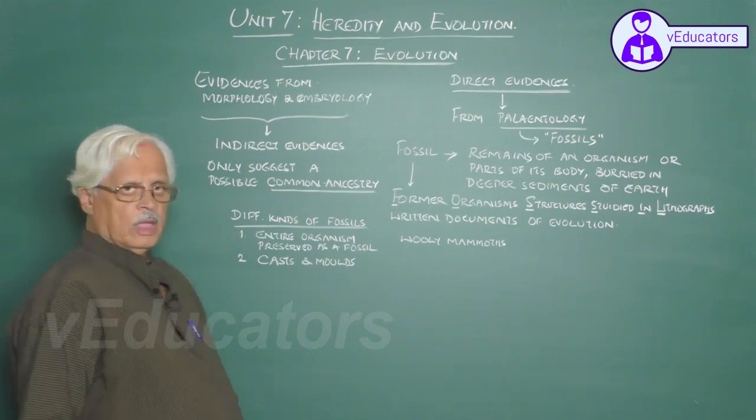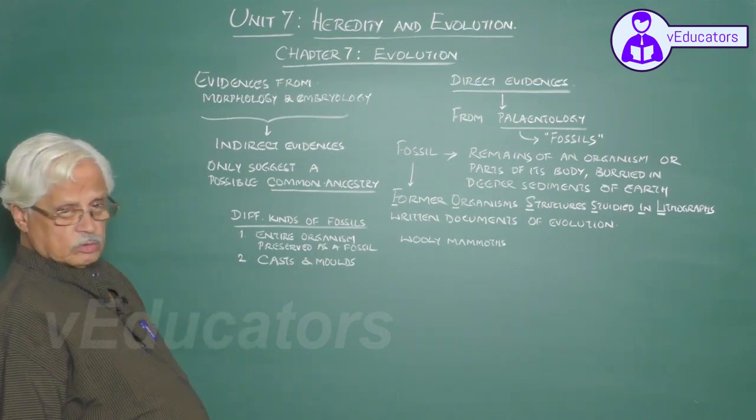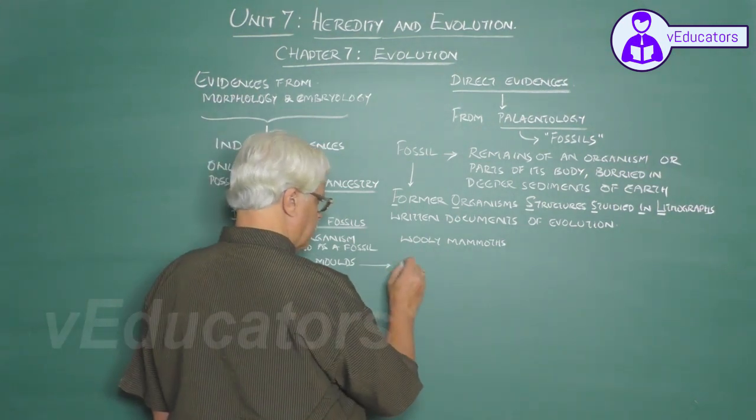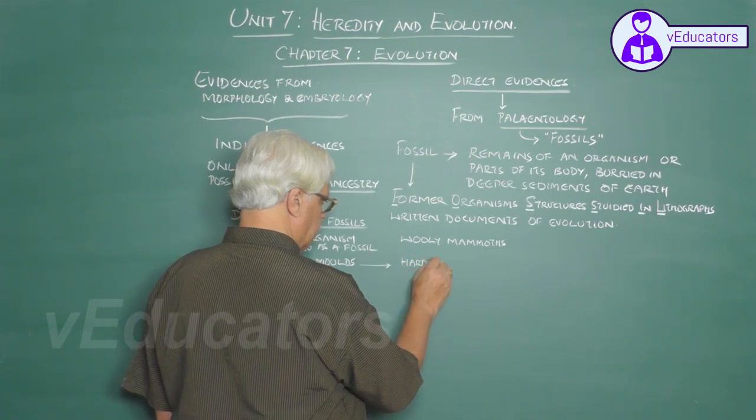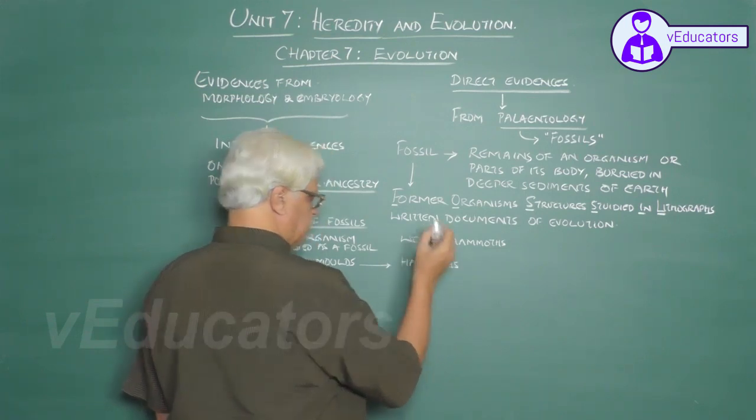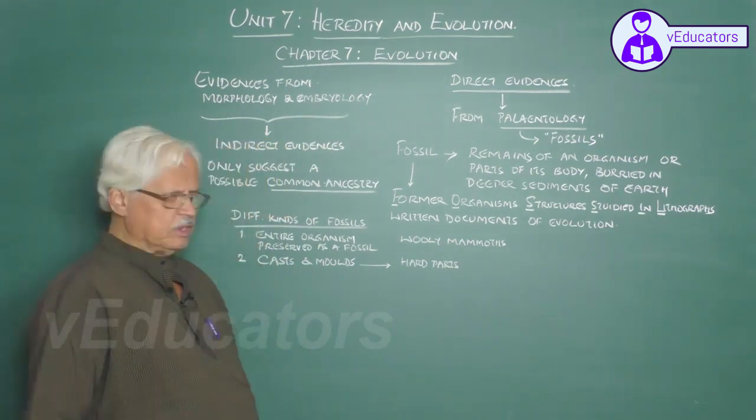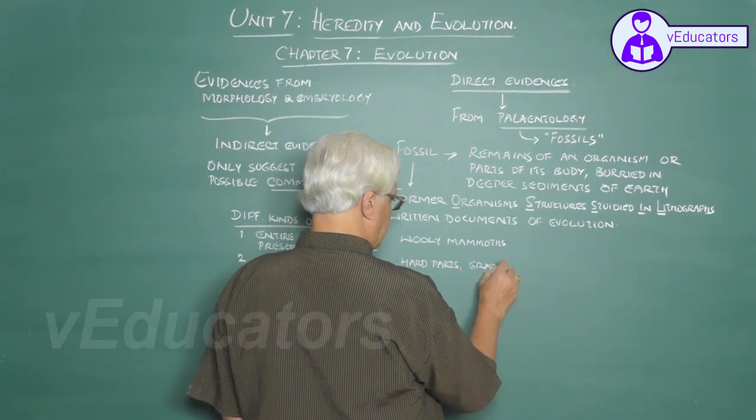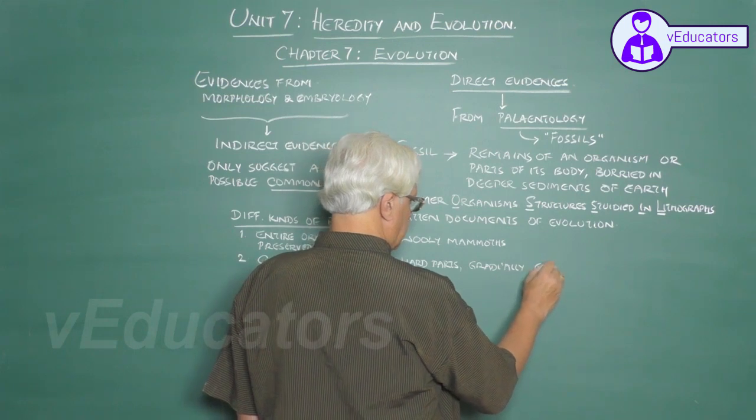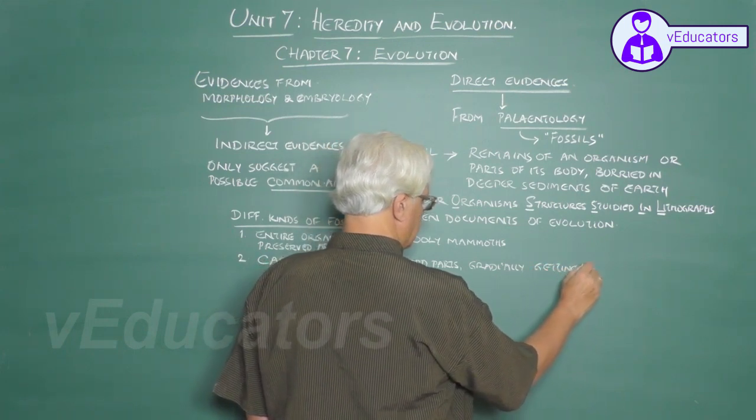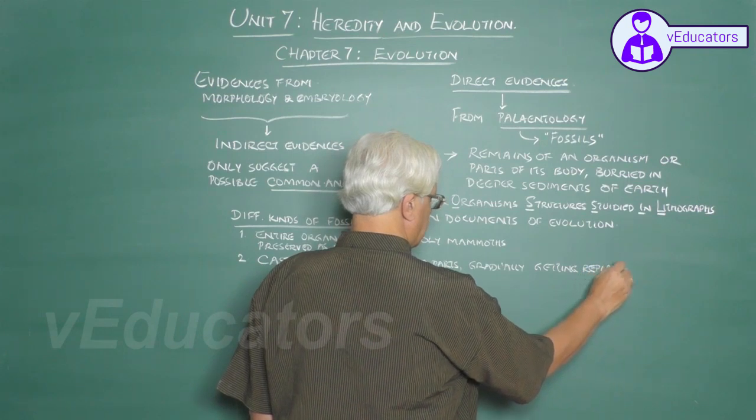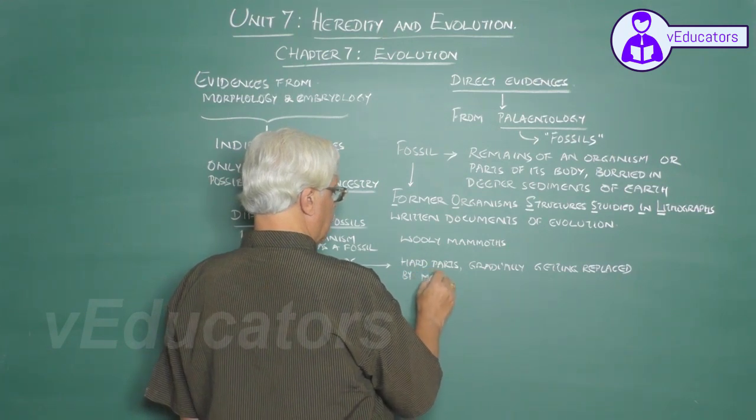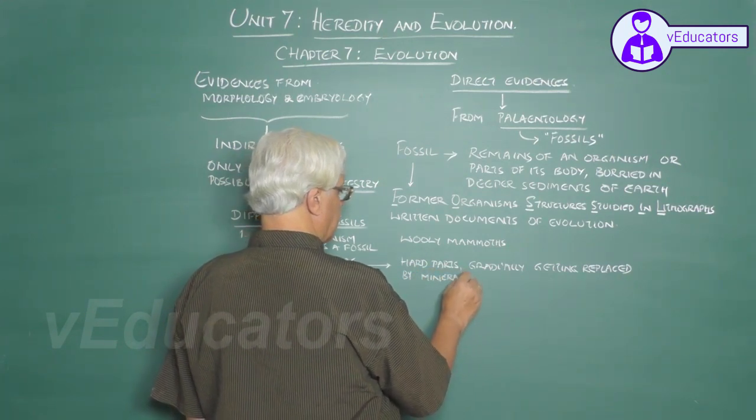Then casts and molds. These are formed by hard parts of the organism, like for example the teeth or a bone, gradually getting replaced by water soluble minerals.